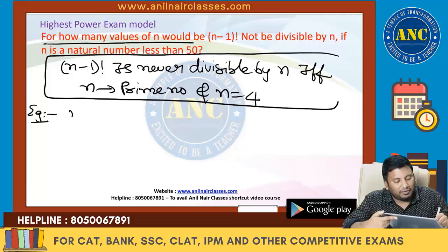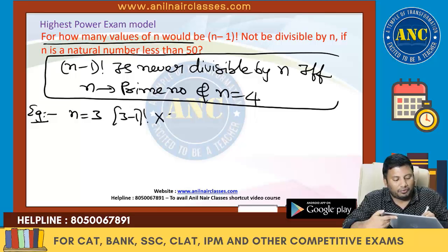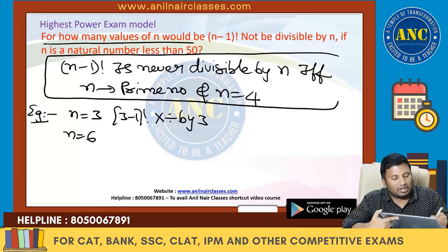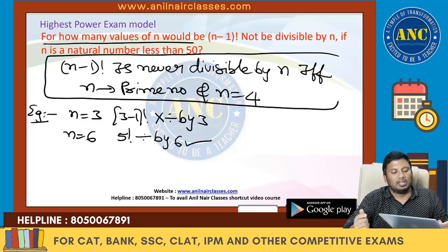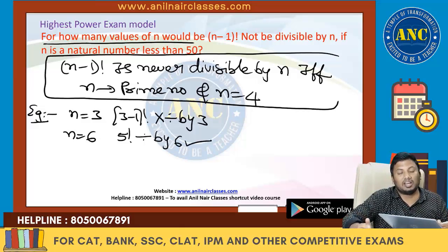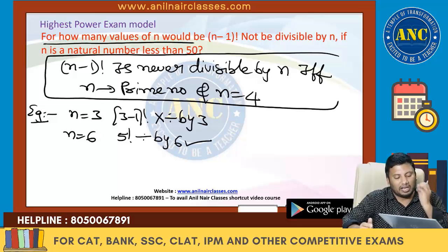Example: if n is 3, 3 minus 1 factorial, 2 factorial, is never divisible by 3. If n is 6, 6 minus 1 factorial, 5 factorial, is divisible by 6. N minus 1 factorial is never divisible by n if n is a prime number and n is not equivalent to 4.